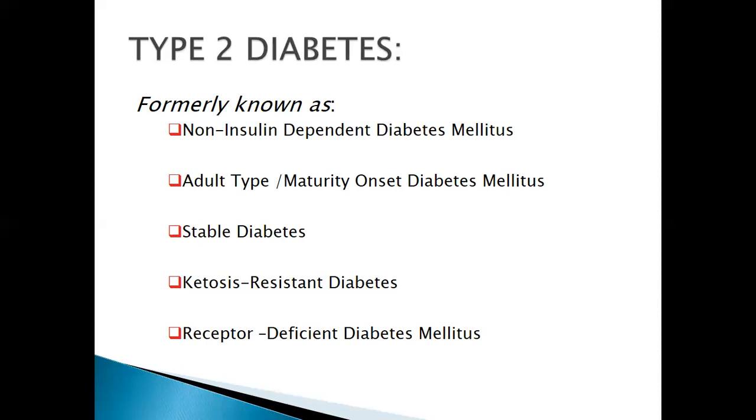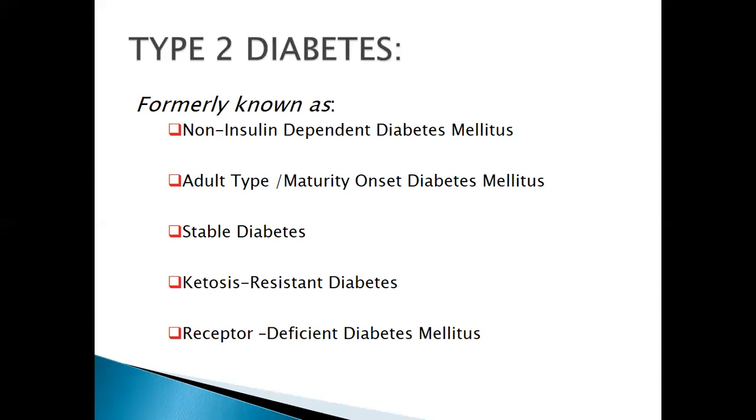However, a more recent nomenclature would not actually allow the use of this old name, because there are instances wherein type 2 diabetes may be insulin dependent. Another name is adult type or maturity onset diabetes mellitus, because before they thought that only adult patients have type 2 diabetes mellitus.